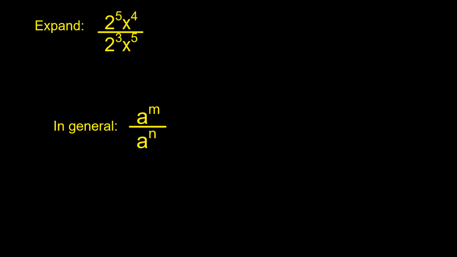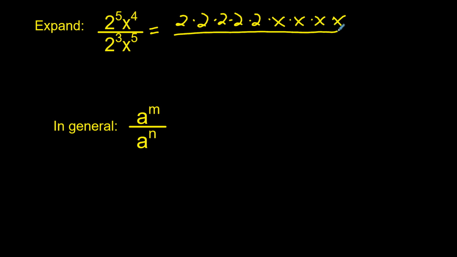Okay, let's look at the next property here. So we've got 2 to the 5th, x to the 4th on top, and 2 to the 3rd, x to the 5th on bottom. And so I've got 5 2's on top, and 4 x's on top. And then I've got 3 2's on bottom, and 5 x's on bottom.